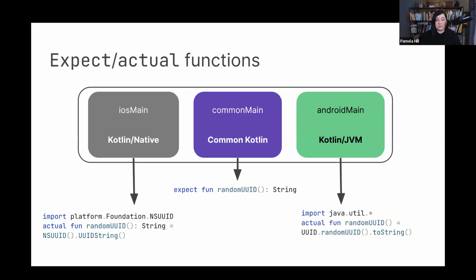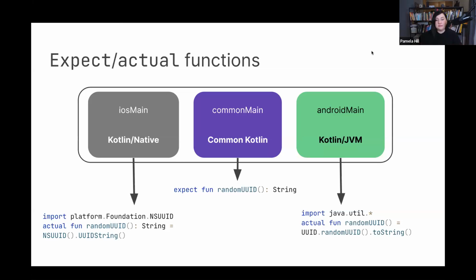For every expect construct, we have to implement it in the platform specific source sets. So that's iOS main and Android main. We have to implement that function or construct with an actual behavior. So it would be the same declaration, the same function name, for example, here, and then just preceded with the actual keyword and also including some behavior, some implementation.